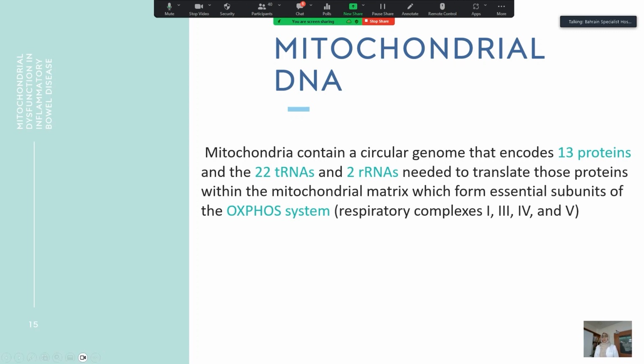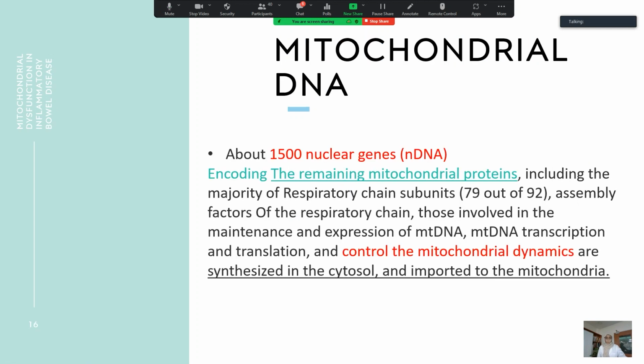The mitochondrial genome encodes 13 proteins, 22 transfer RNAs, and 2 ribosomal RNAs. All of this is needed to translate these proteins within the mitochondrial matrix, to be essential for the oxidative phosphorylation system, which is the main process for producing ATP. The DNA inside the nucleus encodes many proteins and also affects the mitochondrial dynamics. They are synthesized in the cytoplasm and after that transferred inside the mitochondria.